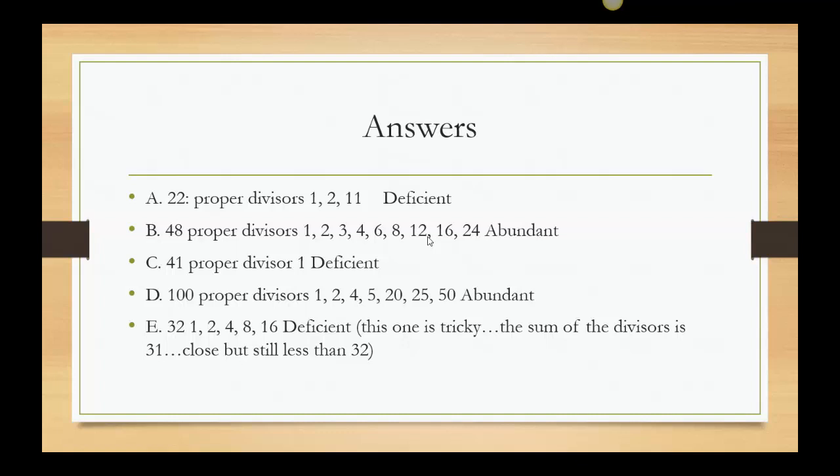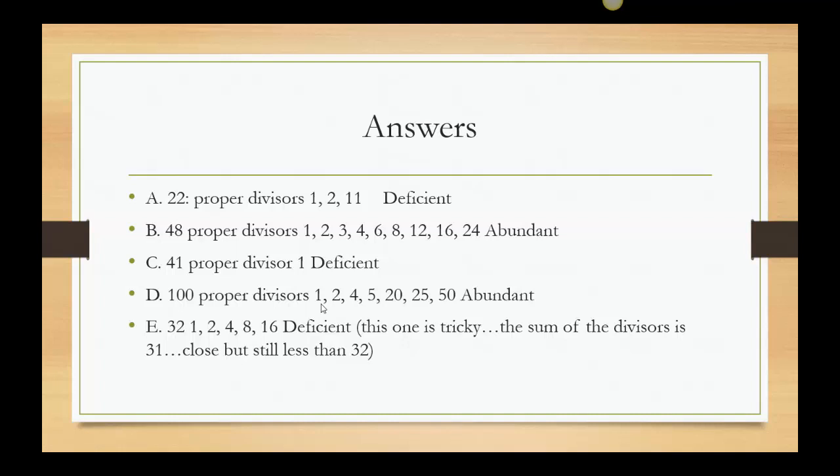41. Well, 41 is prime, so it's only going to have one divisor, which is 1. That makes it deficient. And then let's look at 100. 100 has 1, it has 2, it has 4, it has 5, it has 20, it has 25, it has 50. Again, I can see 50, 25, and 20. Well, this is 50, that's 75, this is 95, there's 100, and this keeps going. I'm finished with that. I know it's abundant. I can tell you it's already bigger than the number.